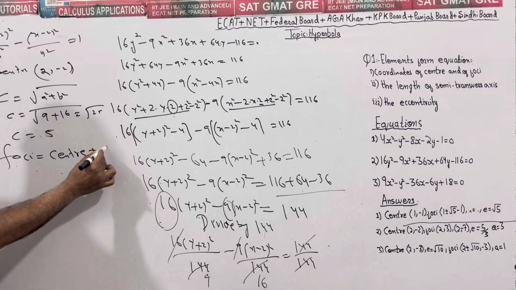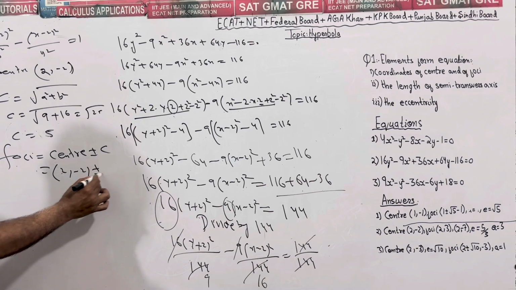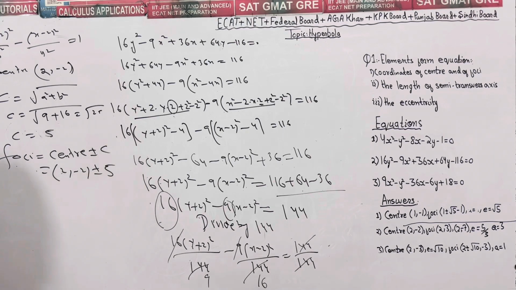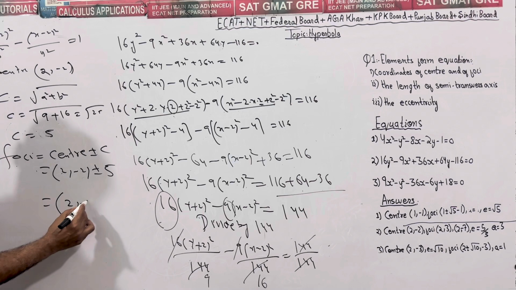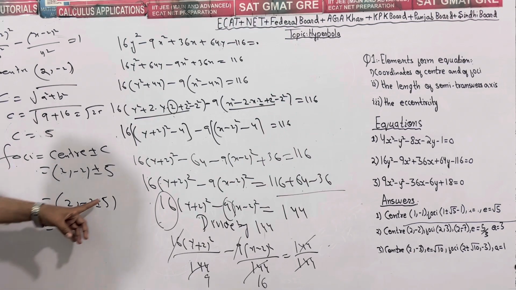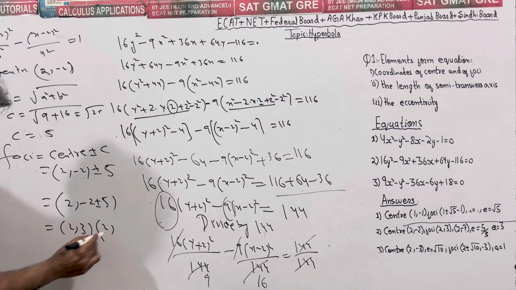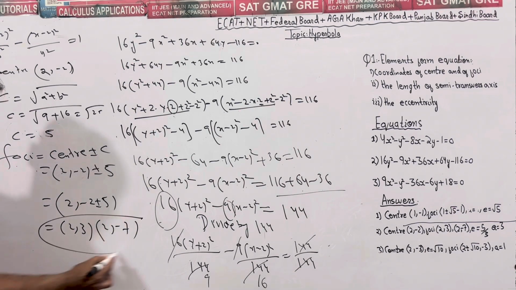Foci is center plus minus c. The center is (2, -2) and the value of c is 5. Now the question arises where we have to add. The transverse axis is along the y axis, so in the y coordinate we have to fix this. Center is 2, -2, plus or minus 5. It will become -2 plus 5 is 3, or -2 minus 5, it will become -7. These are the coordinates of the foci.